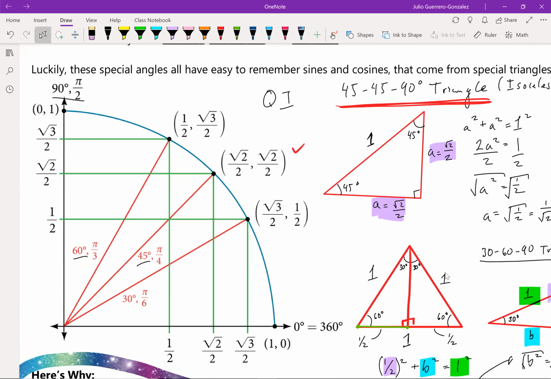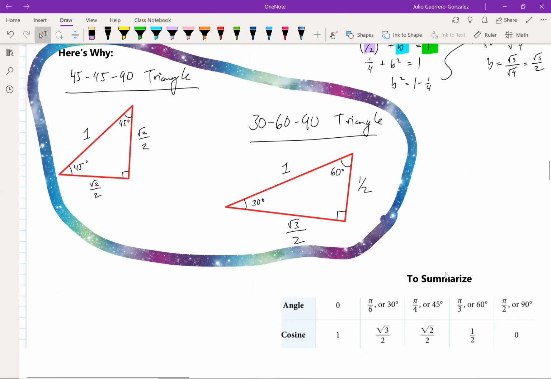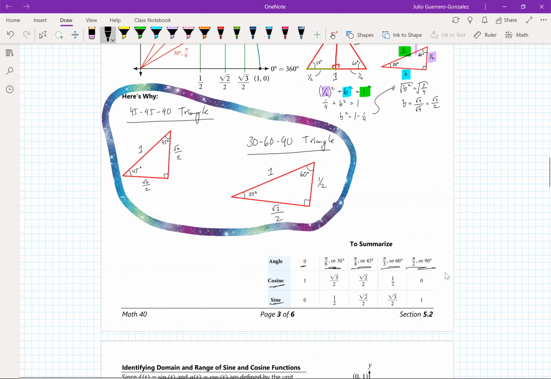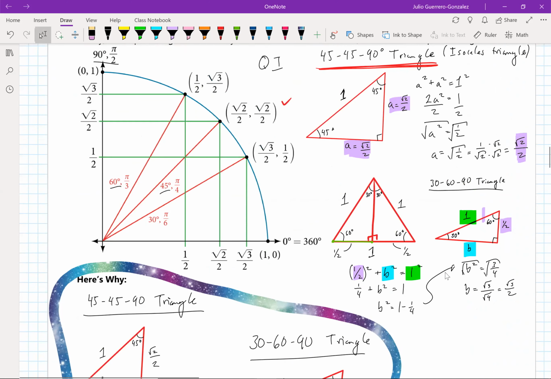So to summarize, I put some of these down here. Depending on what angle, there's a sine and a cosine for them. So cosine are those values and the sine are those. And they're basically from those two triangles put on an XY plane, and then punching them into the circle, okay?